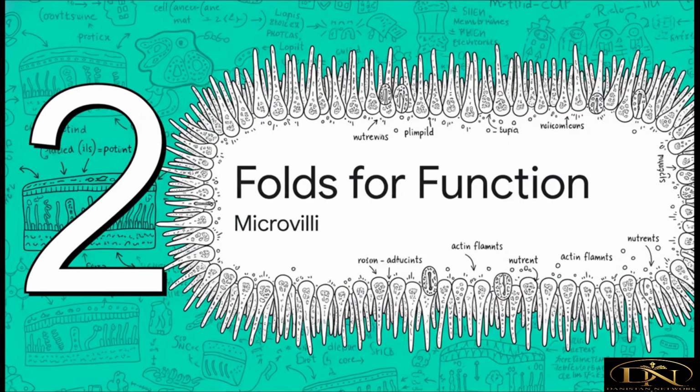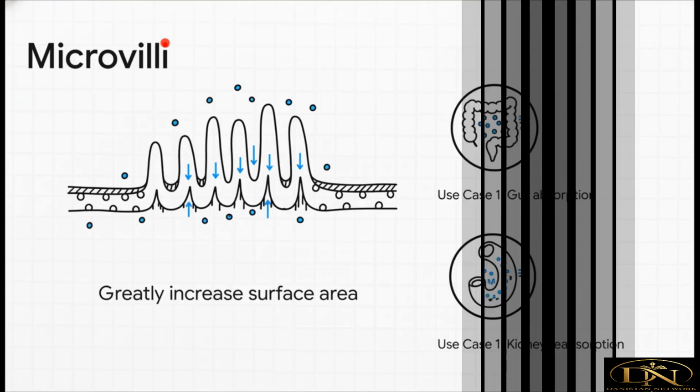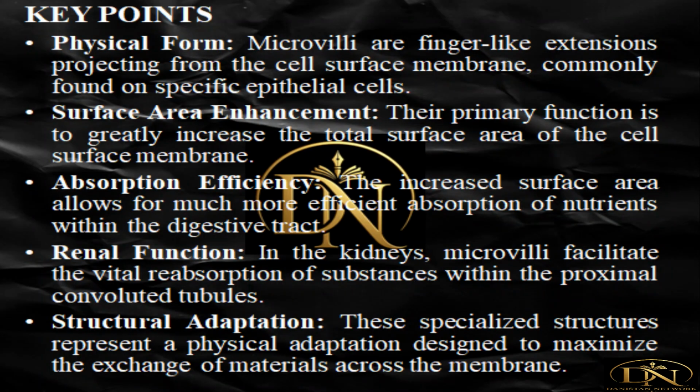Now, what's really cool is how cells can tweak this membrane for specific jobs. Some cells need to absorb a whole lot of material, and to do that efficiently, you need more surface area. It's a simple idea, right? More surface equals more absorption. And how do they do that? With these things called microvilli. They're these tiny, finger-like folds that just dramatically increase the membrane's surface area. This is perfect for places like your gut, where you're absorbing nutrients, or in your kidneys.